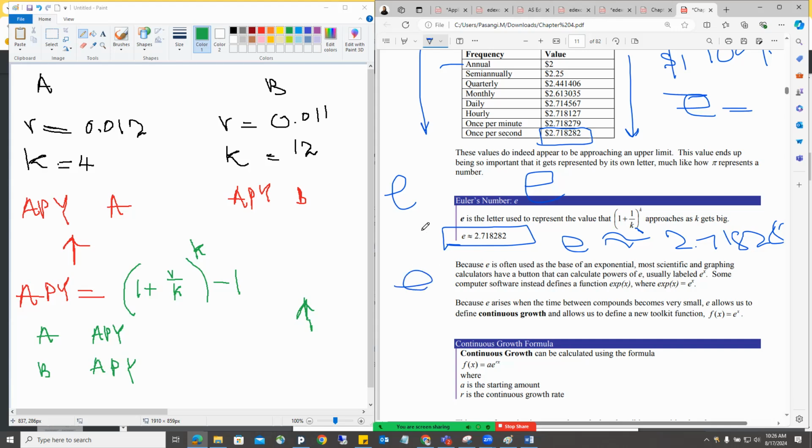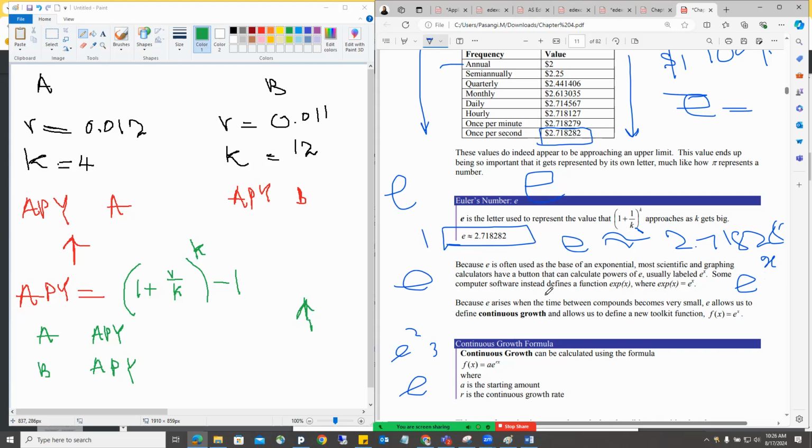We can calculate E to the power of 1, E to the power of 2, E to the power of 3, likewise. Most scientific and graphing calculators have a button that can calculate powers of E, usually labeled E to the power of X. So you can see this exponential one on your calculators as well.